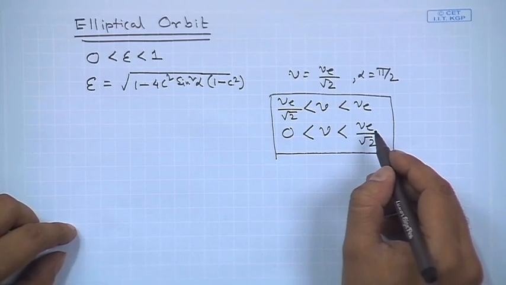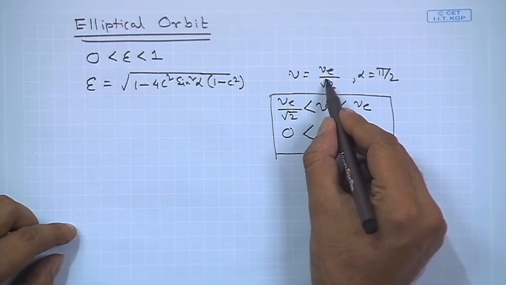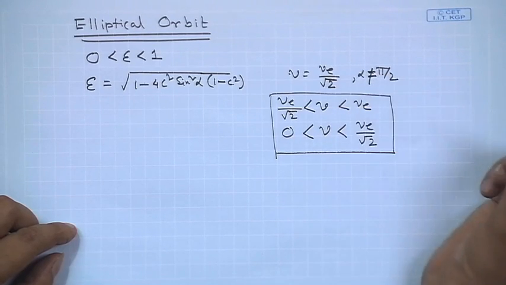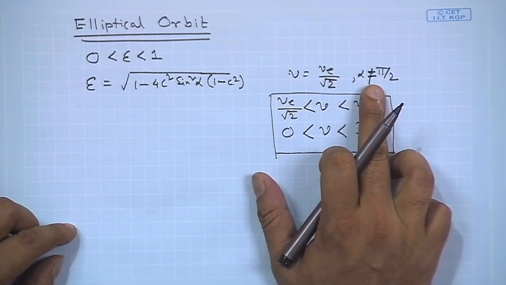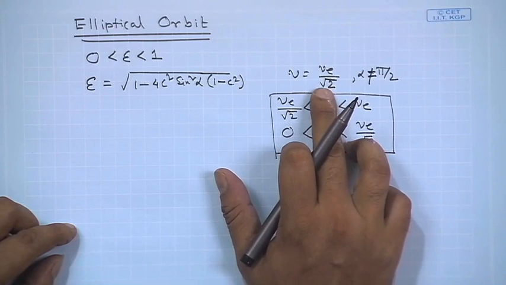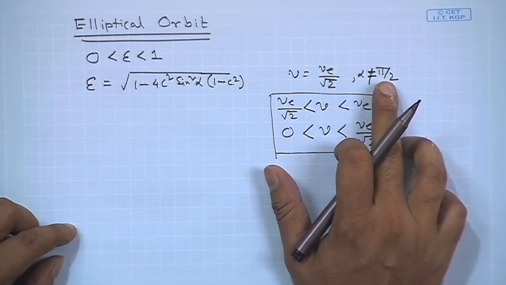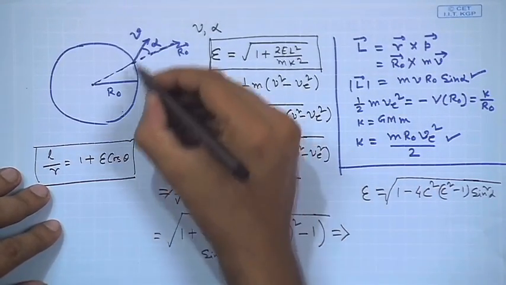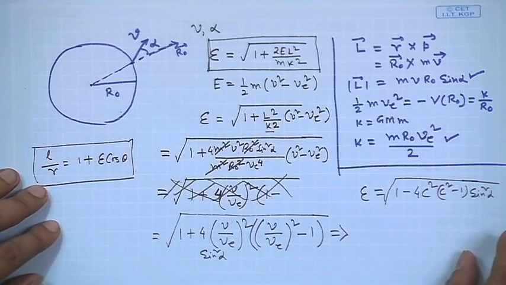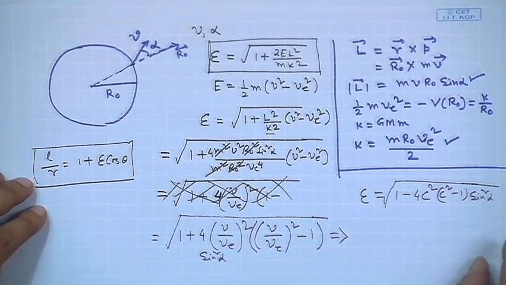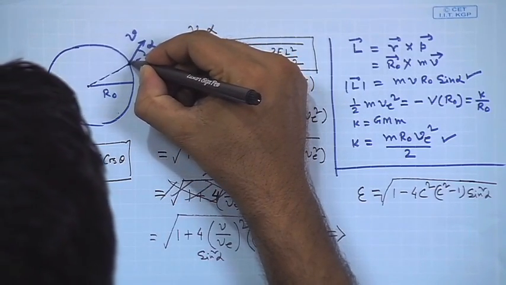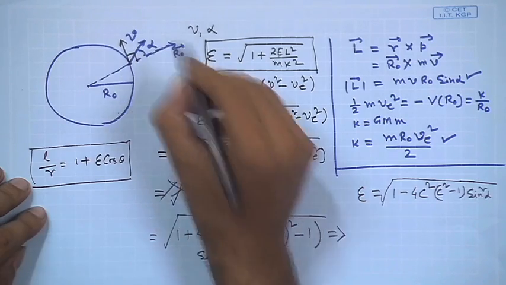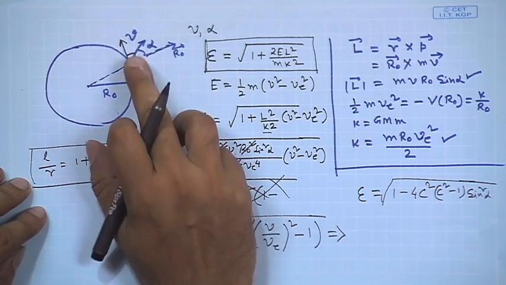Also, we can have an elliptical orbit if we have v equal to v_e by root 2, but alpha is not equal to pi by 2. If alpha is equal to pi by 2, we get a circular orbit. If this is the case, the velocity remains same, but we do not have a vertical launch. So, alpha equal to pi by 2 essentially means, if you recall this picture, it has to be launched horizontally, right. So, this is the condition for a circular orbit.